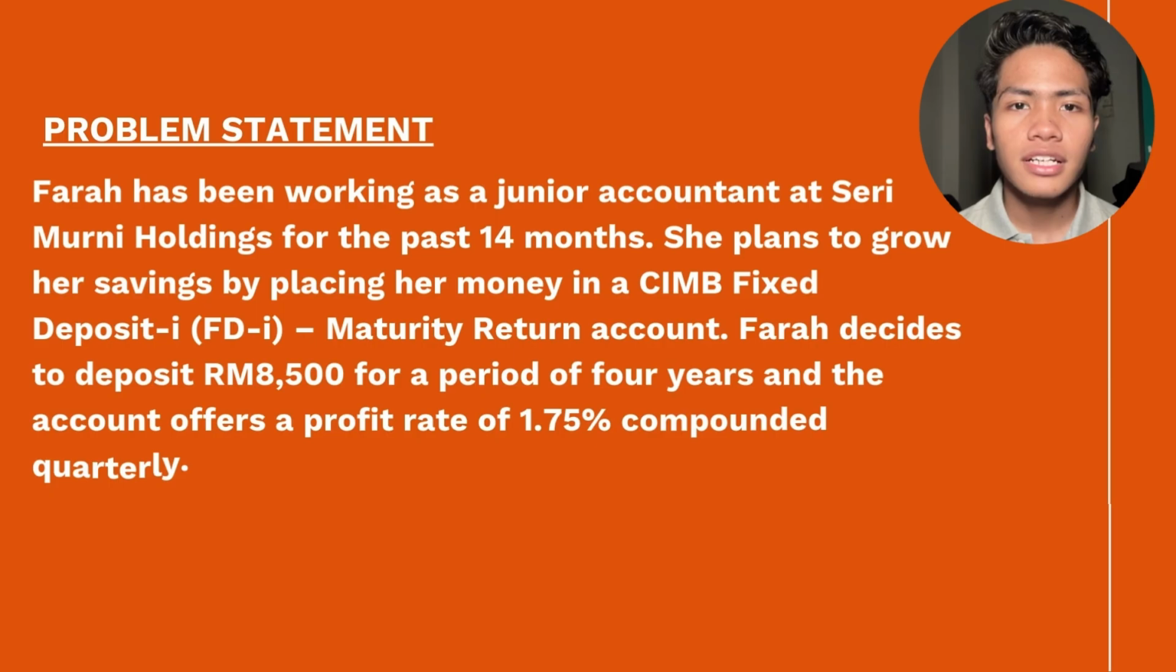For problem statement, Farah has been working as a junior accountant at Seri Murni Holdings for the past 14 months. She plans to grow her savings by placing her money in a CIMB fixed deposit FDI maturity return account. Farah decided to deposit RM8,500 for a period of 4 years and the account offers a profit rate of 1.75% compounded quarterly.